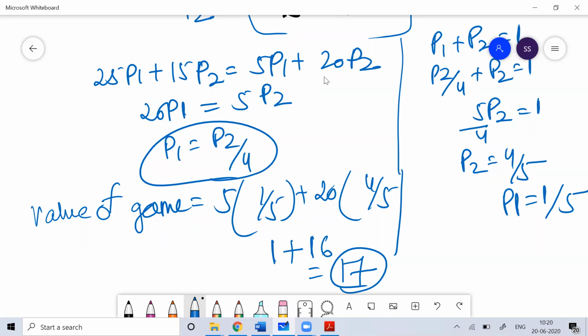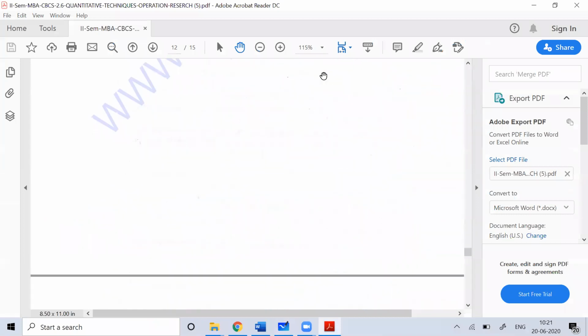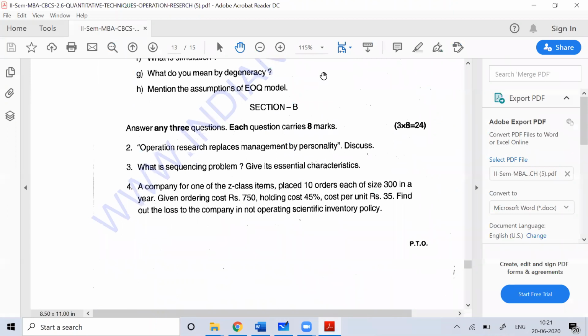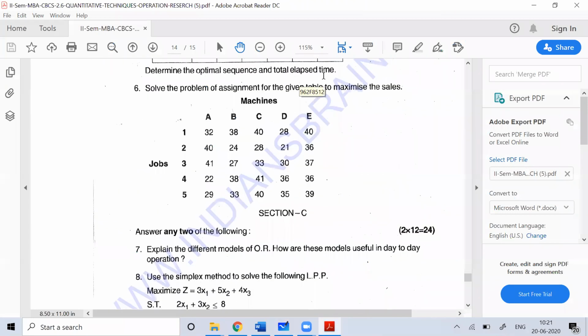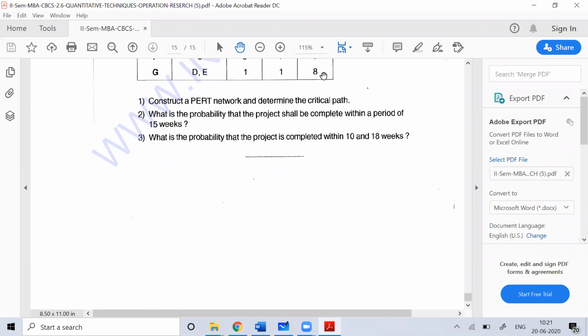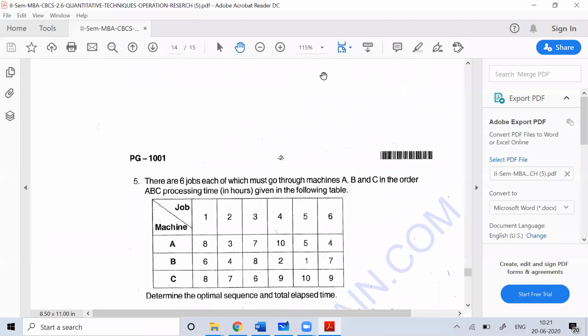Clear everyone? So I did the previous year question paper for your exam. This was a 10 marks question, such an easy question. Fine. Anyone have any doubt? So I did the two numericals which had all come in the previous year exam. So you can see, based on the senior question paper.